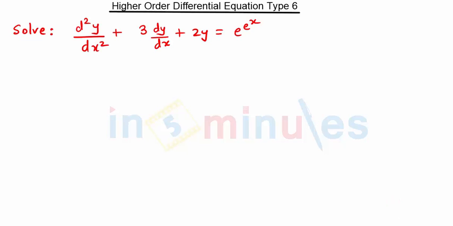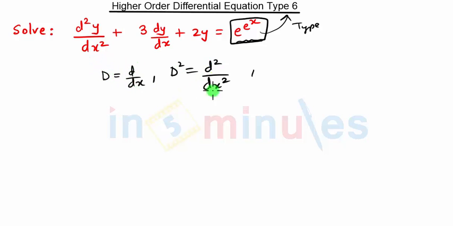In this video, we are going to see the next problem on type 6. So this is our question. By looking at this question, we come to know that this is not of type 1, type 2, type 3, type 4, type 5. So this term is not matching with any of the types. So this has to be of type 6. Now we are going to substitute D equal to d by dx.